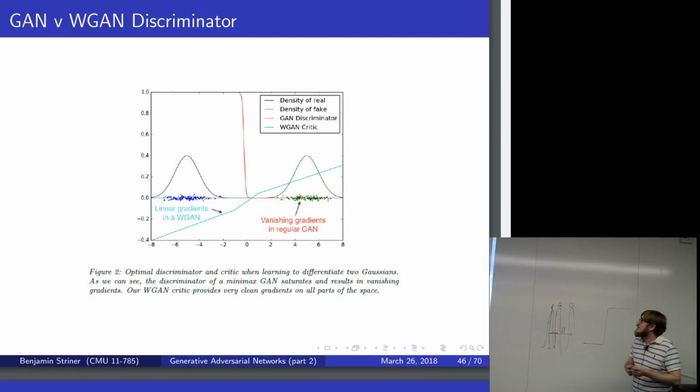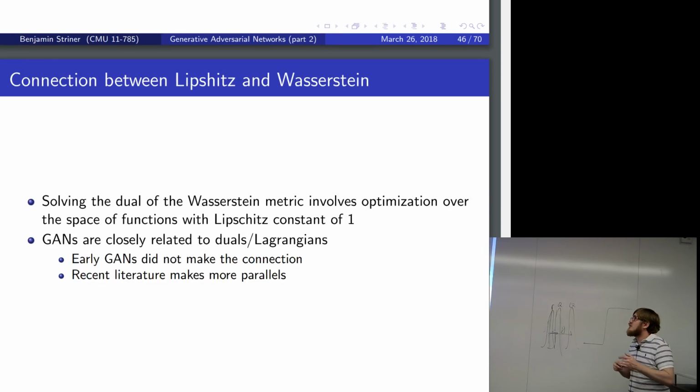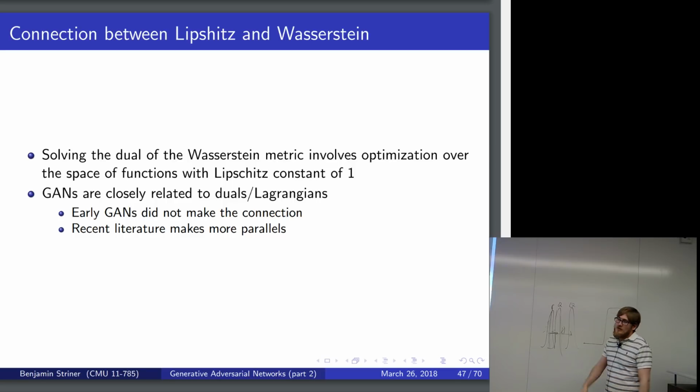OK, so the connection here: we were talking a little bit about Lipschitz constants, a little bit about Wasserstein. What does it all mean? What it comes down to is that the dual of the Wasserstein metric is solved by optimizing over functions with a Lipschitz constant of 1 or less than 1. So that's the infimum we saw on another slide. In terms of the actual derivation, it's relatively long. But the way you can imagine it is the connection between the Earth mover distance and distance here.